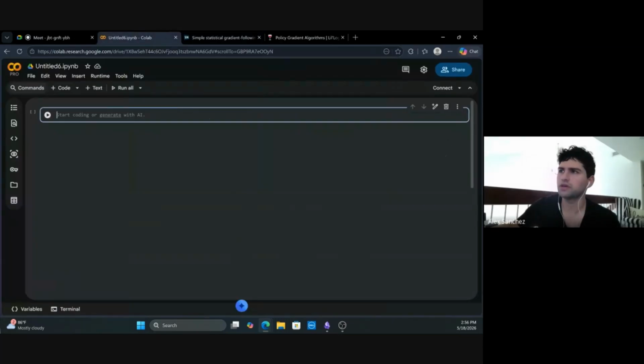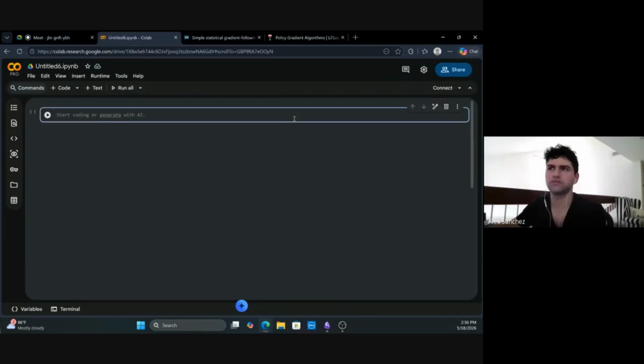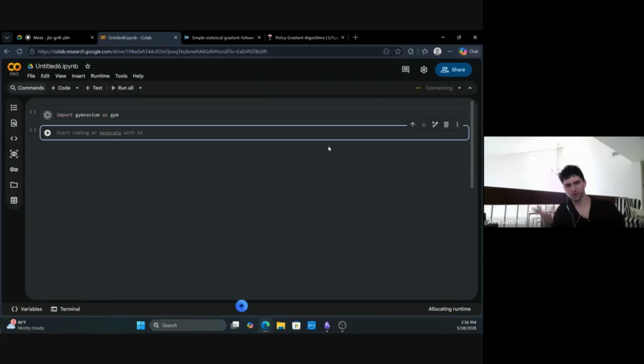So I'm just going to open up this Colab notebook, and we're going to start using this thing called OpenAI's Gymnasium. This is where the CartPole environment is. All you've got to do is import it. Go to any Jupyter notebook.